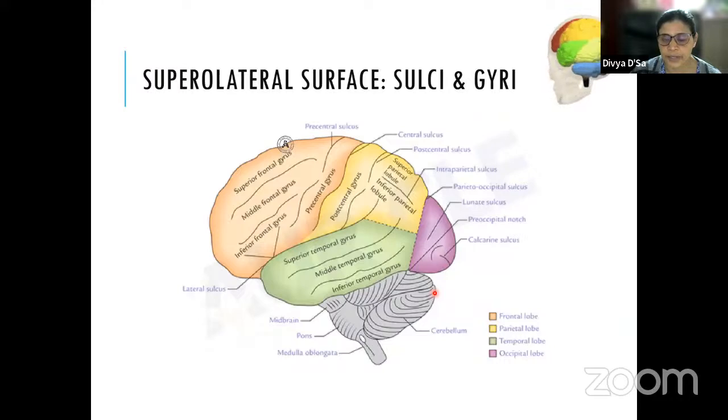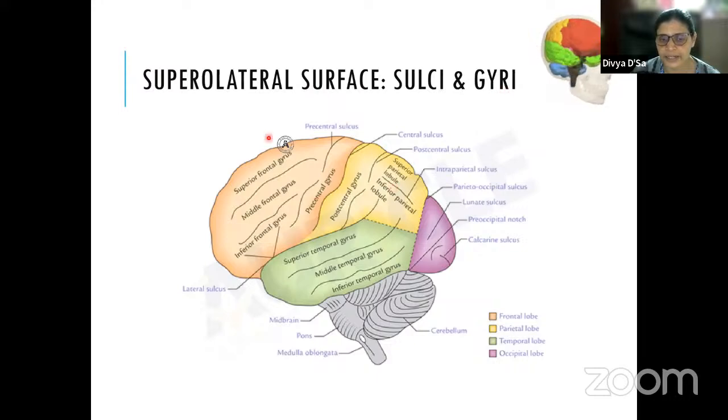Next is the second part of it: sulci and gyri. In each lobe we need to mention the sulcus and gyrus. Now the central sulcus we have here. In front of that will be the precentral gyrus, and in front of that will be the precentral sulcus. So with the diagram you need to write this.